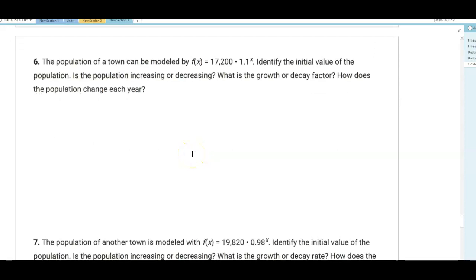Next one. The population of a town can be modeled by f of x equals 17,200 times 1.1 to the x. What is the initial value of the population? The initial population is 17,200. This is your initial population. Now, is the population increasing or decreasing? When I look at my base b, is that less than 1 or greater than 1? My base b is 1.1, and that is greater than 1. Then I know the population is increasing because that is exponential growth. So this is growth.